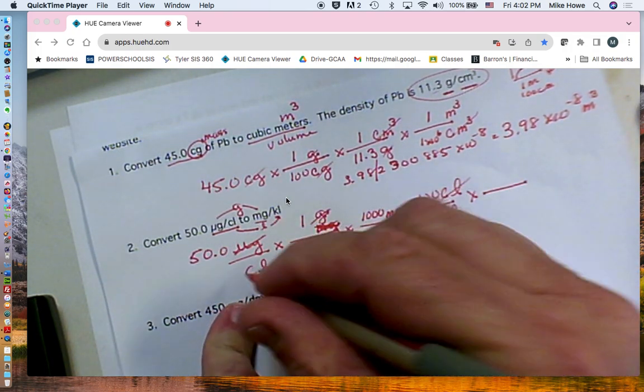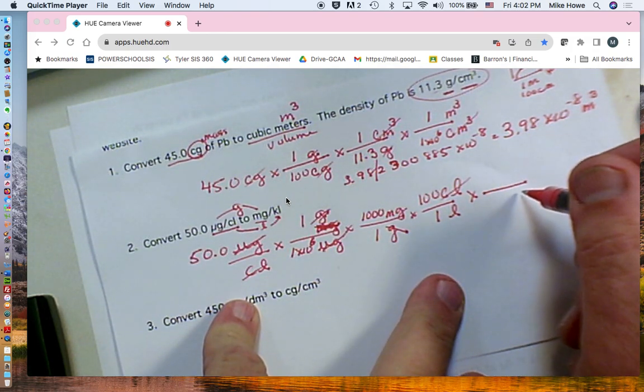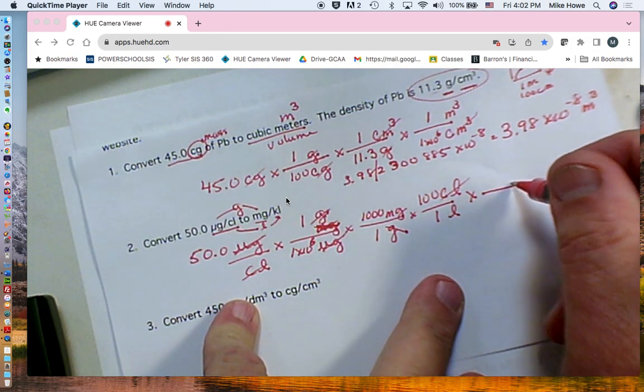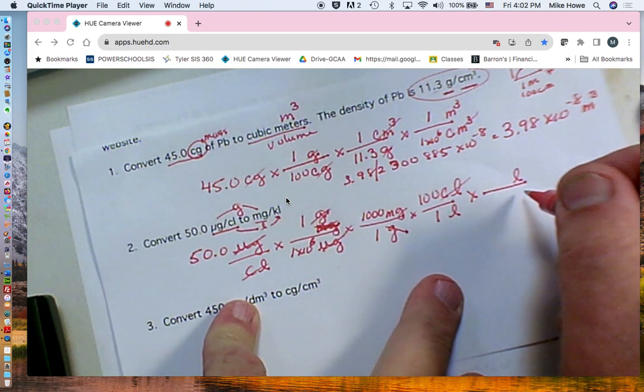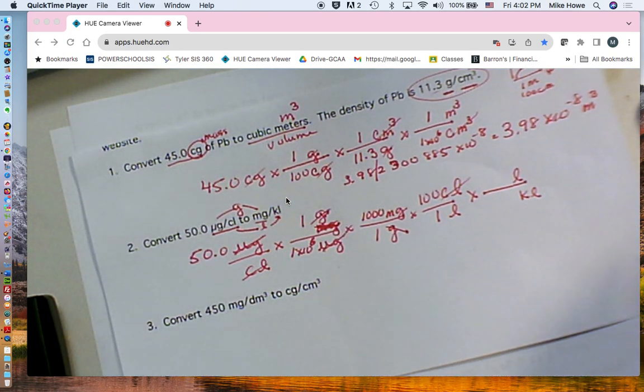All right, so centiliters are gone. Now we need to get rid of liters. Well, do they go on top or on the bottom? They're on the bottom here, so they have to go opposite. So liters, and on the bottom would be kiloliters. So which is bigger, a kiloliter or a liter?